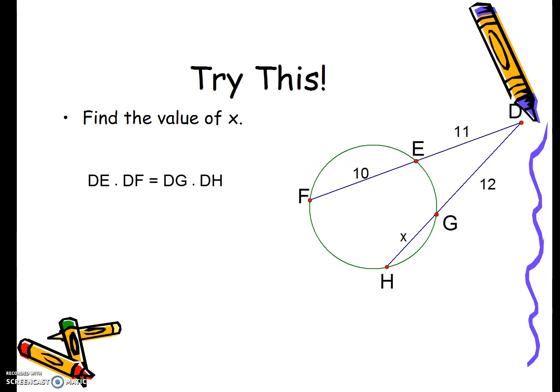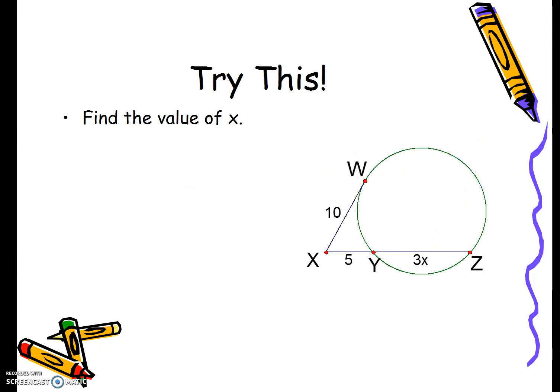All right, let's see how you did. You should have done 11 times 21, not 11 times 10, 11 times 21, the whole length there, equals 12 times 12 plus x. You distribute, subtract, and divide. So this one does get you a decimal. That's okay. Decimals are okay. Most often we won't get them, but it can happen. 7.25 is correct there. Try this one now.